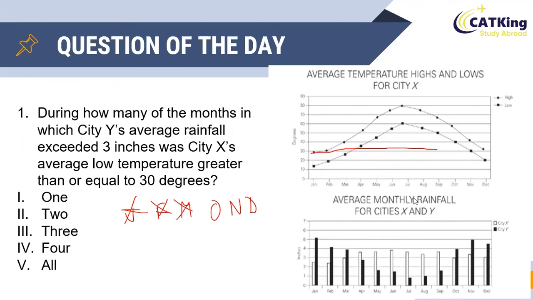Now, for October, November and December, you can check that October is greater than 30 and November is exactly equal to 30, while December is less than 30, and hence we can eliminate December as well. Thus, we get 2 months, October and November, in which this phenomenon occurs. Thus the correct answer is option 2.